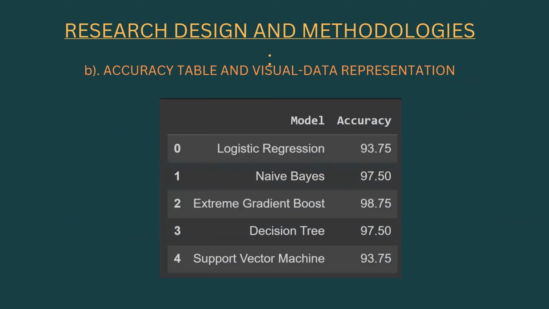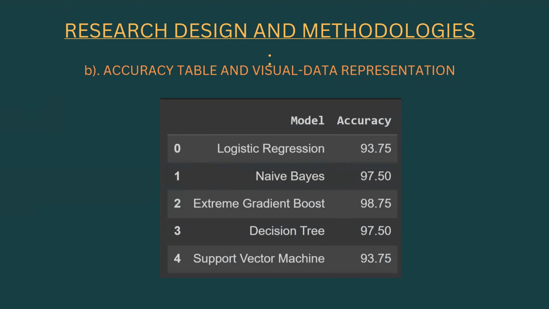As I already said, these 5 algorithms and their respective accuracies are shown here. The extreme gradient boost shows about 98.75%. It was the highest accuracy, as you can see in the second column at my cursor. Following that, Naive Bayes was around 97.50 and decision tree 97.50.